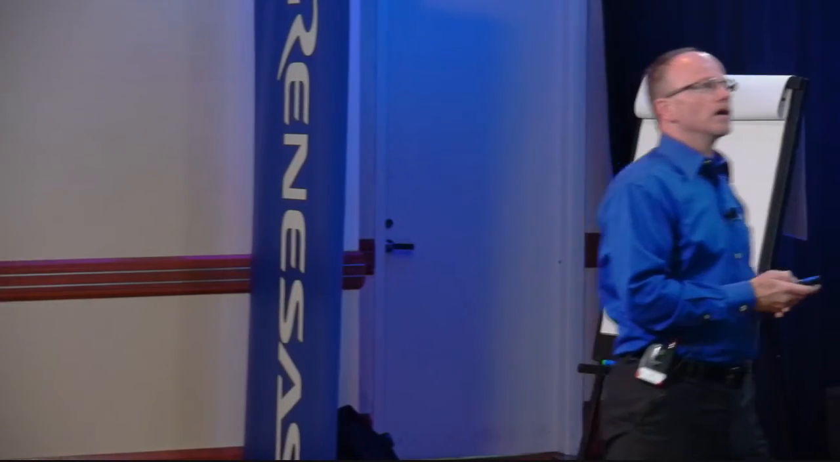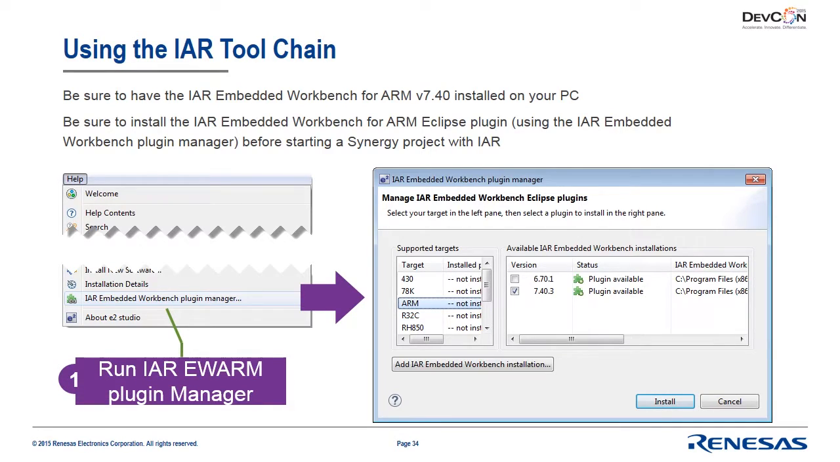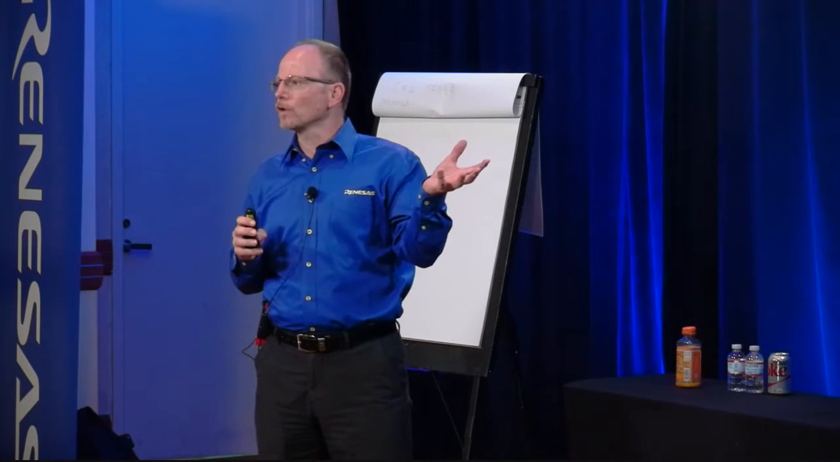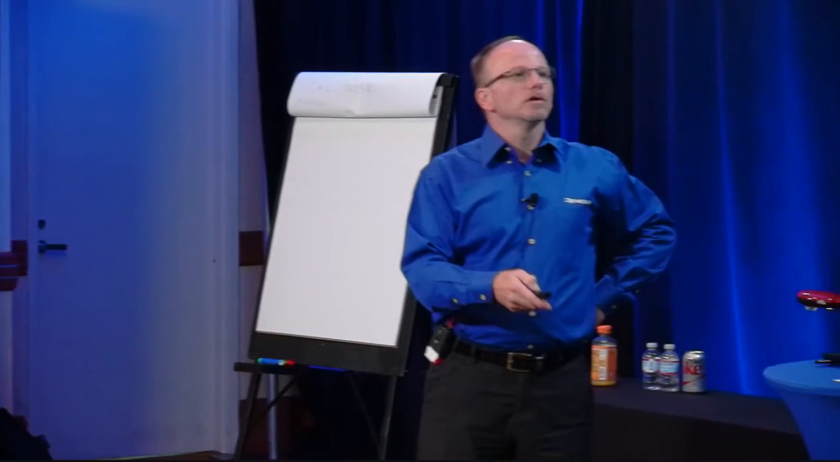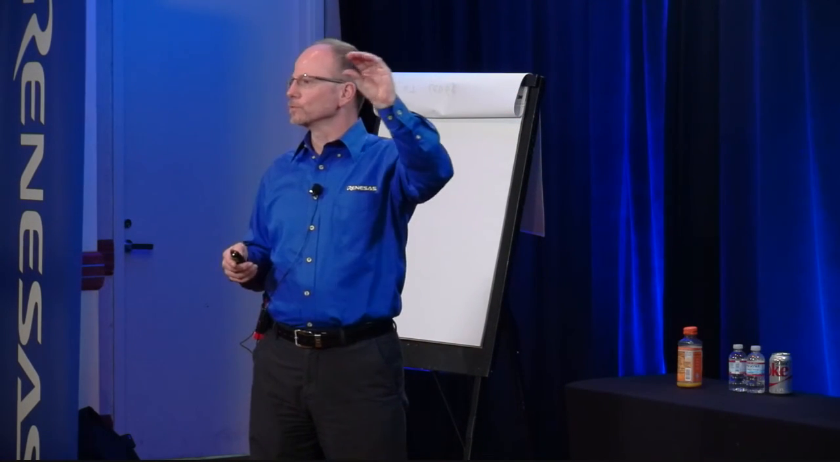So for IAR, you need to have the IAR Embedded Workbench installed, and the IAR compiler, because that's all one package from IAR. If you want to do that, make sure, under Help, to run the IAR Embedded Workbench ARM plugin manager. Before you can actually make that connection to IAR, you need to have that plugin installed. Otherwise, it's not going to work. So you run the plugin manager, select the ARM target, and install the plugin that matches your version of the IAR tools. After you do that, when you create a new project, you will be able to pick IAR from the list.